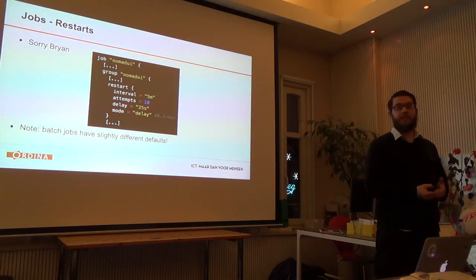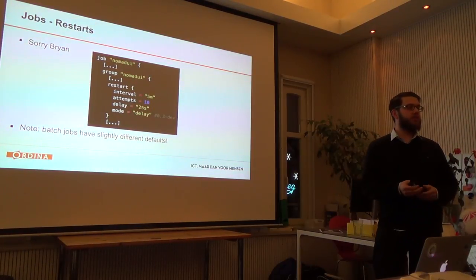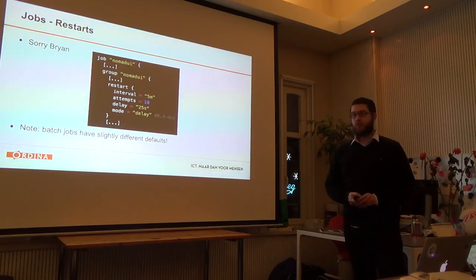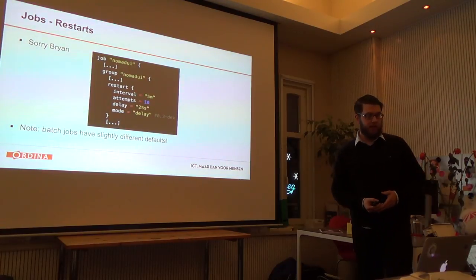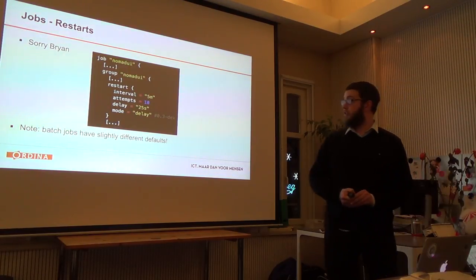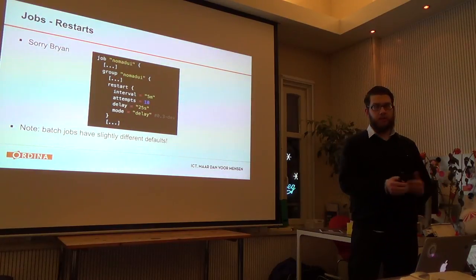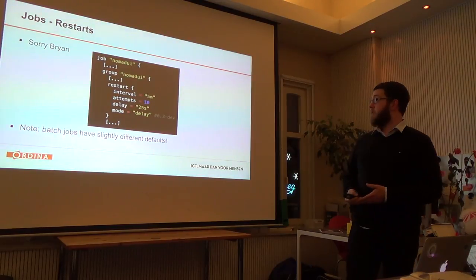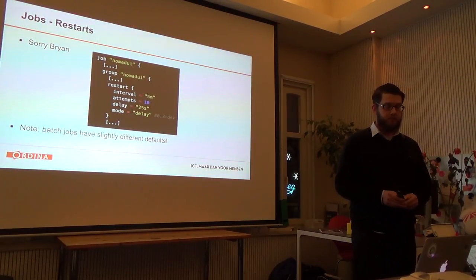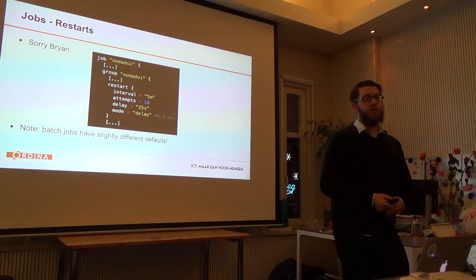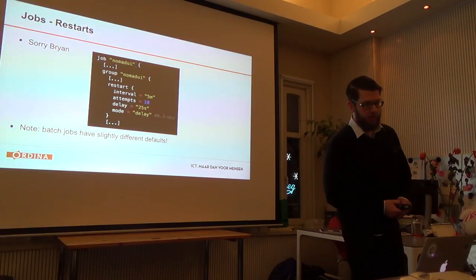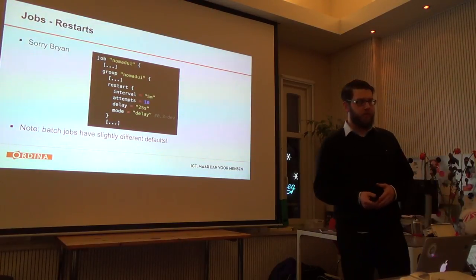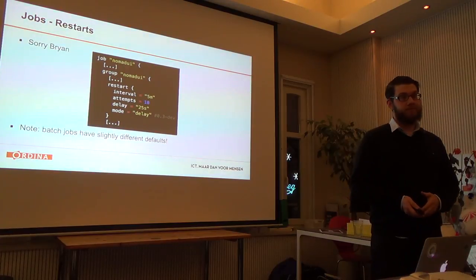You can automatically configure how jobs are restarted. In this case, the container will be restarted in an interval of 5 minutes, 10 times, with a delay of 25 seconds between attempts. Since 0.3, you need to specify that the mode is delay, otherwise it won't work. For batch jobs, you have slightly different defaults, so make sure you check them before trying to run.